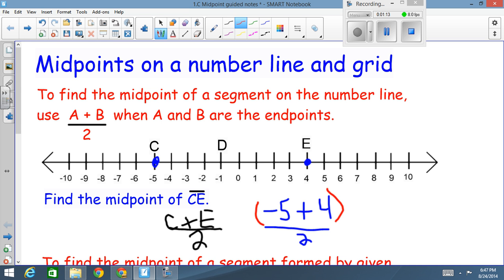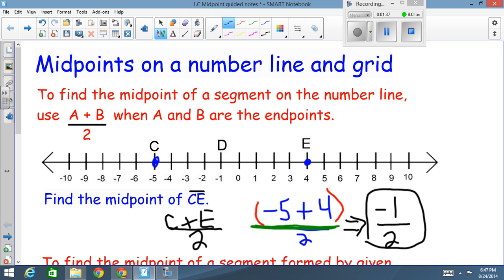Okay? We have to do the numerator first. Order of operations basically tells us that the division bar is a grouping symbol. So because of this division bar, we have to do -5 plus 4 first, which is -1. Put a little equal sign here, bring over the divided by 2. So what we're left with here is -1/2. So right about here, -1/2, that is the midpoint between C and E.